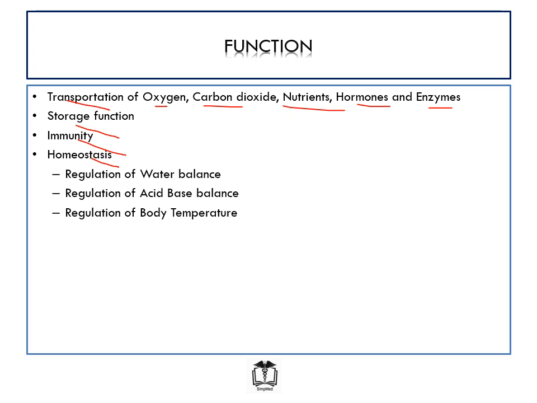Blood is involved in storage and immunity. In terms of immunity, white blood cells in the blood are involved in fighting against germs, both external and internal, and providing protection against these various microorganisms. And then in terms of homeostasis, blood is involved in the regulation of water balance, of acid and base, and then of the body temperature. And these are the various functions that the blood is involved in, alongside some others that are not necessarily stated in this particular slide.